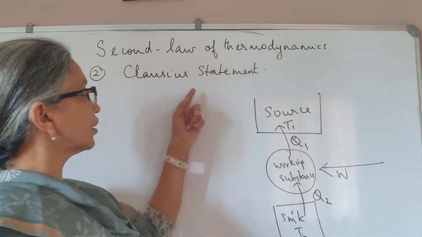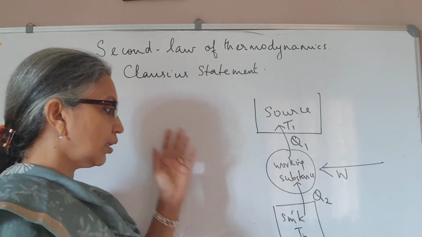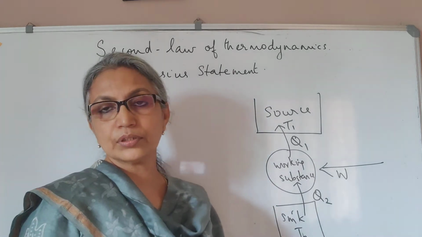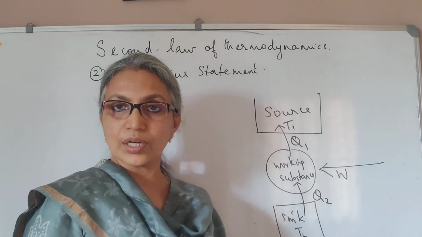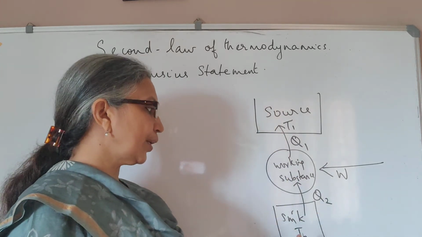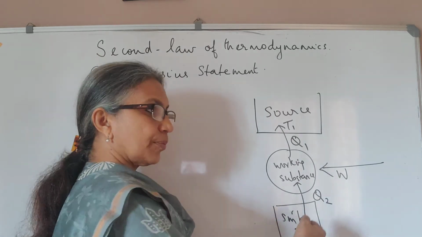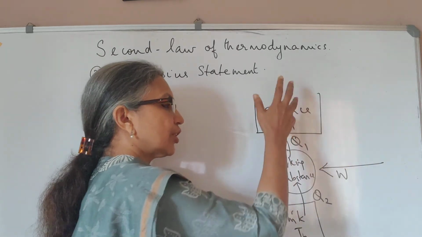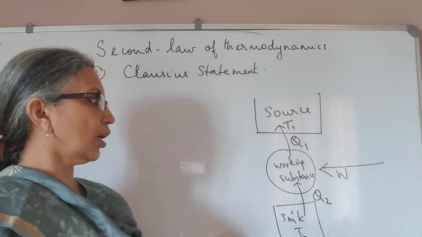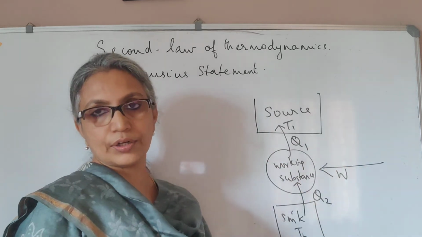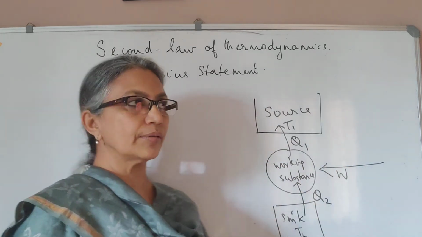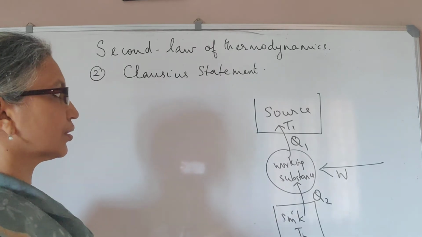So the Clausius statement states that it is not possible to construct a device working in a cycle which absorbs heat from a colder environment and rejects it to a hotter environment unless you do work on it. This is the second law of thermodynamics, second statement, the Clausius statement.